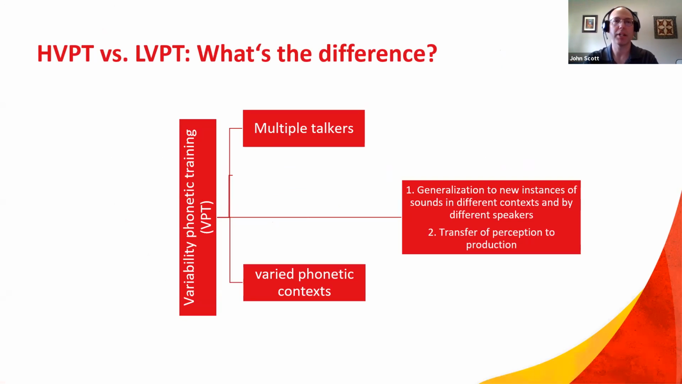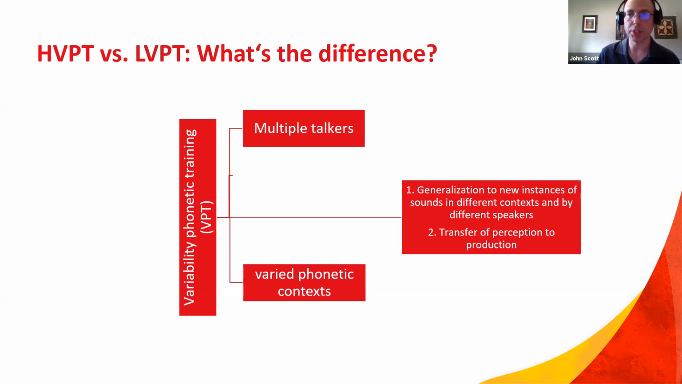So first we have to keep in mind, what is high variability phonetic training? Well, what we're trying to do is introduce a bunch of exemplars in varied phonetic contexts so that learners can take the bundles of these examples and generalize them into categories and thus be better prepared to receive new examples of sounds from multiple speakers, and also be able to transfer. There's an assumption that this will eventually transfer from their ability to perceive into their ability to produce.